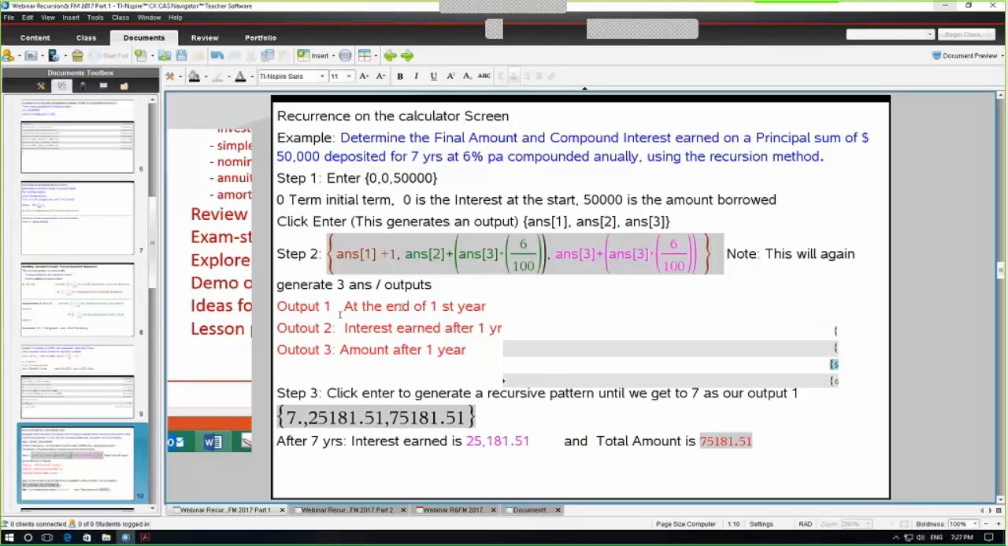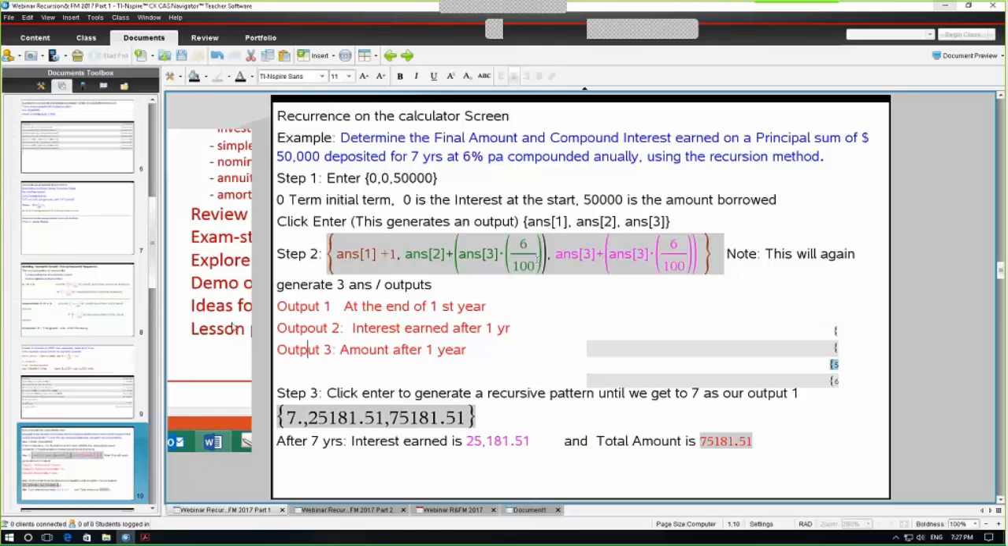So output 1 is the year. Output 2 is the interest earned after first year, second year, and so on. So that's going to be the interest earned after each year. And then output 3, so output 3 is going to be the amount after each year.